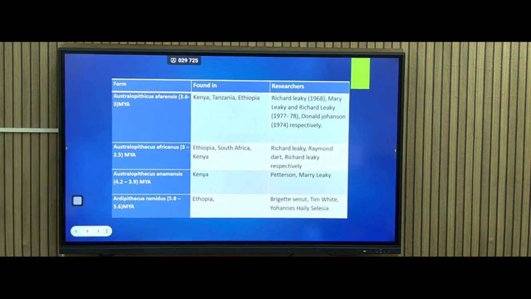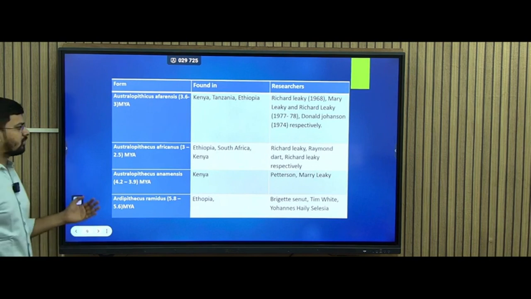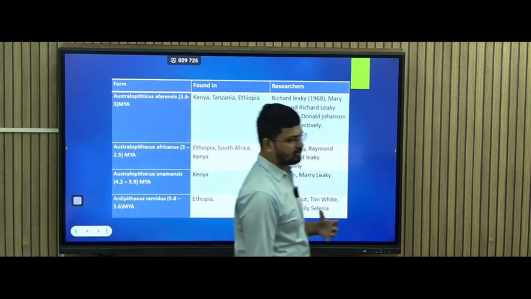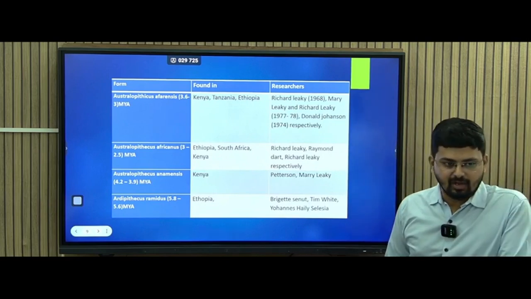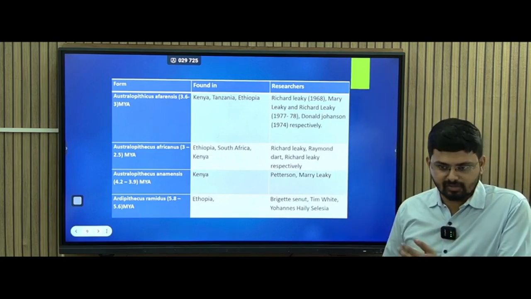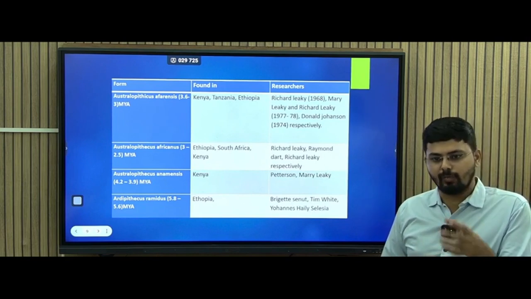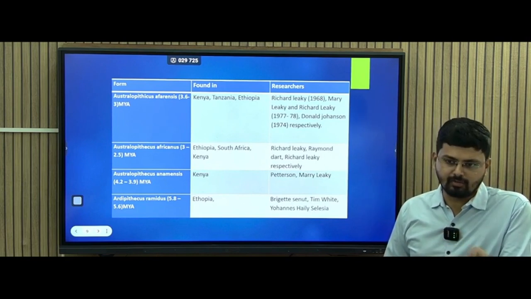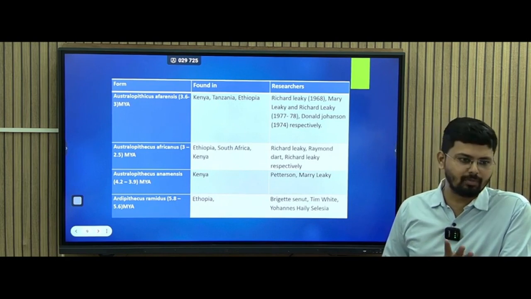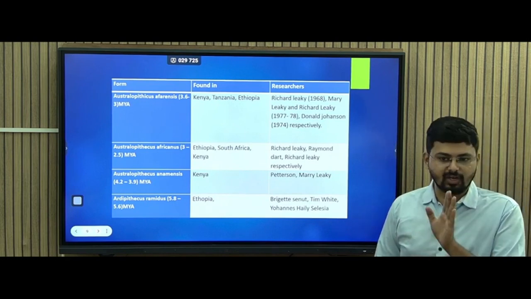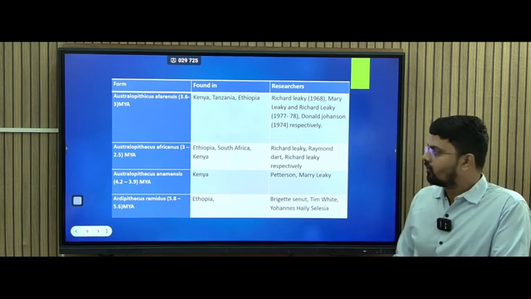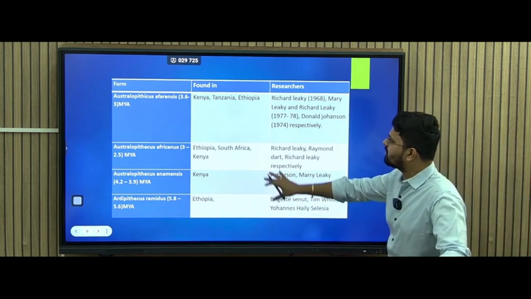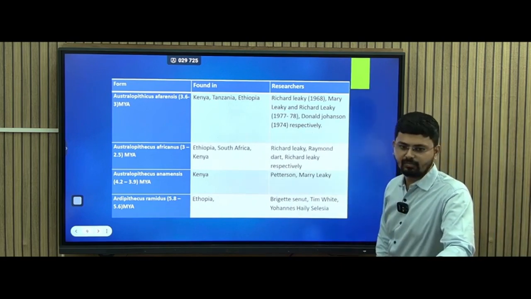Now, it is found in different places. Don't bother about how to remember these things. Just focus on understanding. Memorization will happen with time. Just like I said, once you make the table, you will keep on looking at it multiple times and automatically you'll remember. Memorization is not the concern. You should understand what has happened there. Okay. So now if you notice, it is found at different places by different researchers.